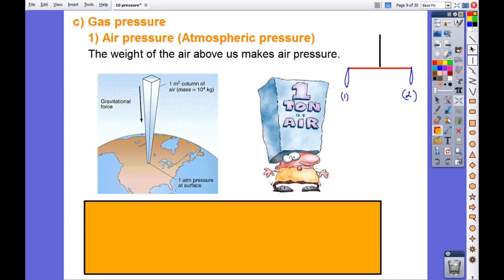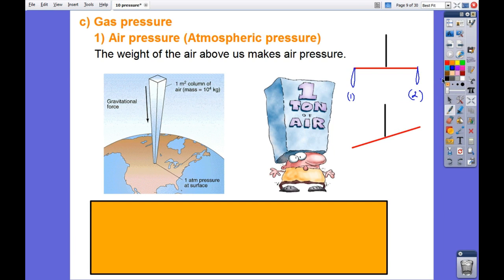Yes, exactly. This beam will turn to the left because on the left side the balloon is being blown. This proves that air has mass and it has weight, so it makes this balloon go down. So the mass of the air above us is actually 1 ton, or 1,000 kilograms.